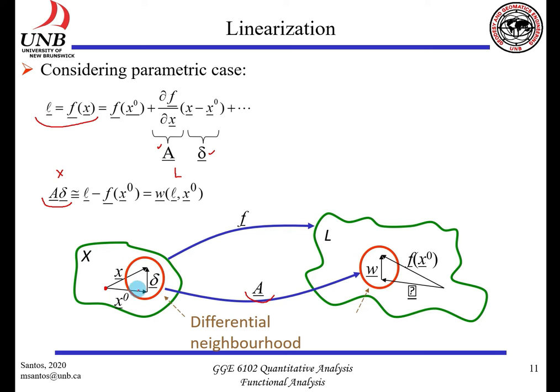So we have here delta that lives in a differential neighborhood. Matrix A is transforming then into W from the parameter space to observation space. In the differential neighborhood, what is W? W is, as we can see here, the vector L minus the function evaluated with the approximated values of x. So this is W.